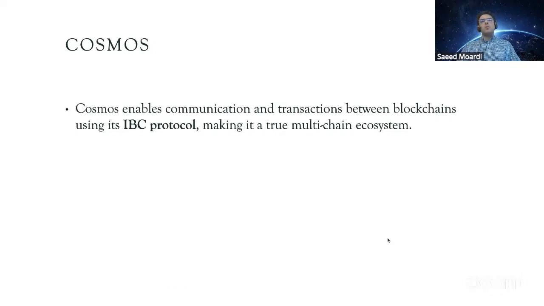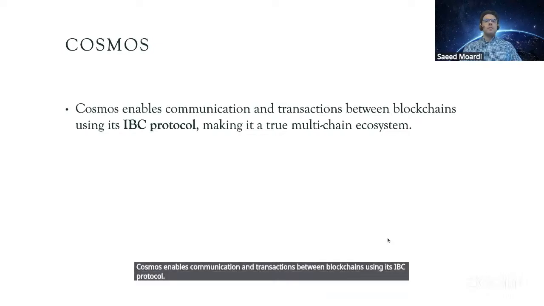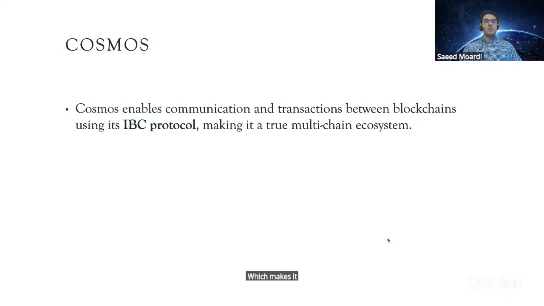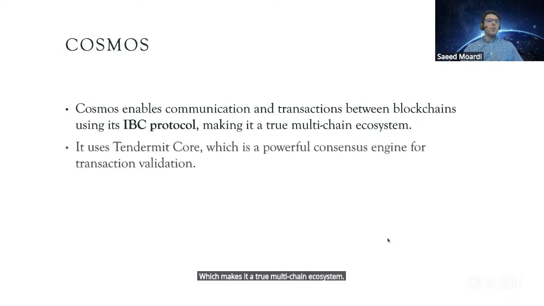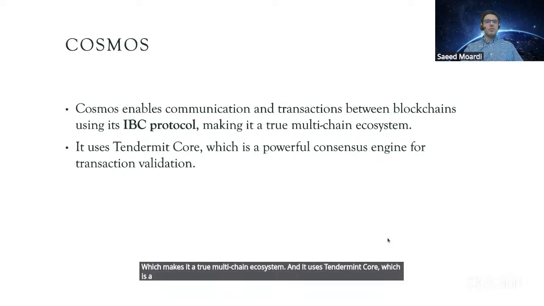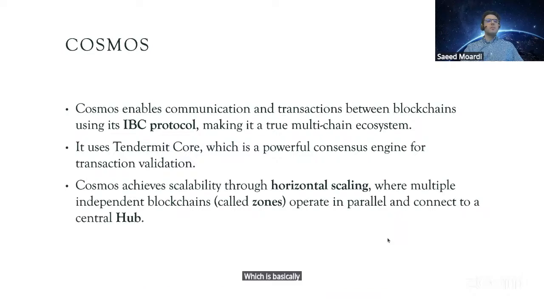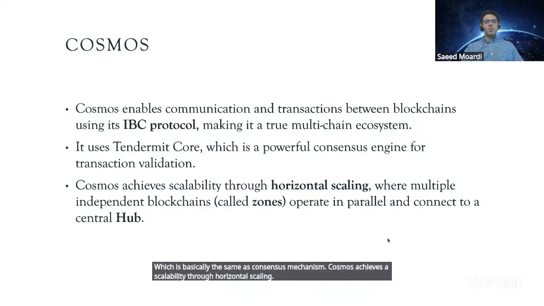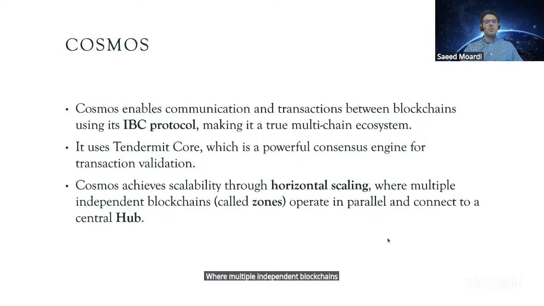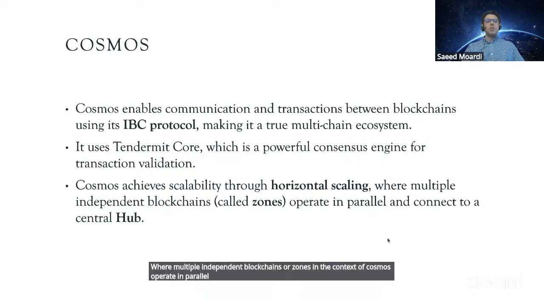Cosmos enables communication and transactions between blockchains using its IBC protocol, which makes it a true multi-chain ecosystem. And it uses Tendermint Core, which is a powerful consensus engine for transaction validation, which is basically the same as a consensus mechanism. Cosmos achieves scalability through horizontal scaling, where multiple independent blockchains, called zones in the context of Cosmos, operate in parallel and connect to a central hub.